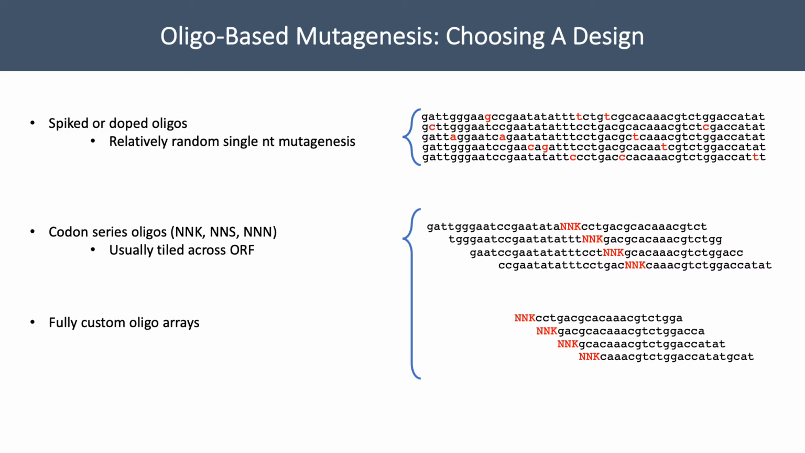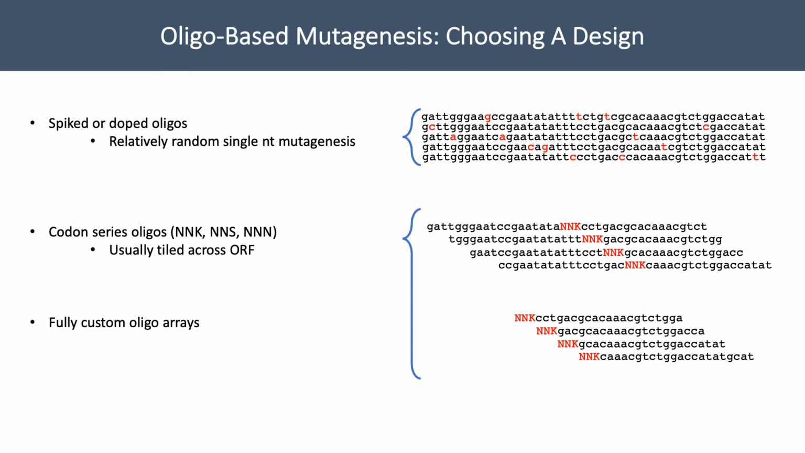The oligo type that we tend to see more in full saturation libraries is what I just call codon series oligos. Essentially, you design an oligo for every codon that you want to mutate and replace the codon with either a completely degenerate NNN or something more refined like NNK or NNS, which will still generate all possible amino acids, but you'll only generate one of the 3 stop codons.